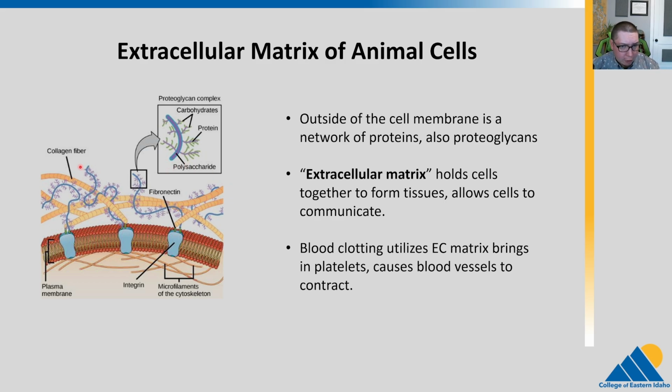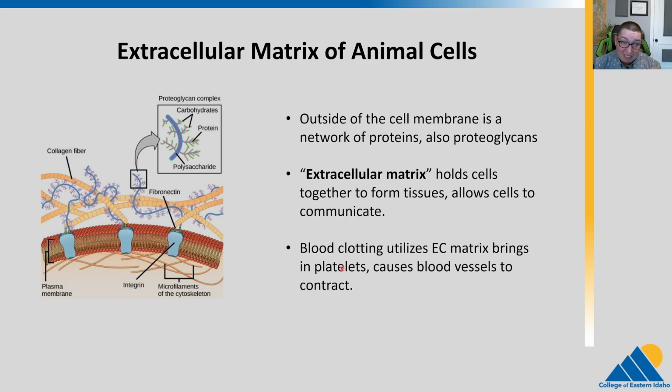This holds cells together to form tissues, so they kind of help stick together. This one would interlock a little bit with the extracellular matrix of another cell. It also allows communication between them. These things can interact with one another. You might not think of carbohydrates as being a message, but they can be, depending on what they interact with. Also, blood clotting utilizes this extracellular matrix to help bring in platelets and block up blood vessels, causing the blood vessels to contract. So this extracellular matrix has a lot of functions. It's going to vary by tissue and things like that, but broadly it is out there outside of animal cells.